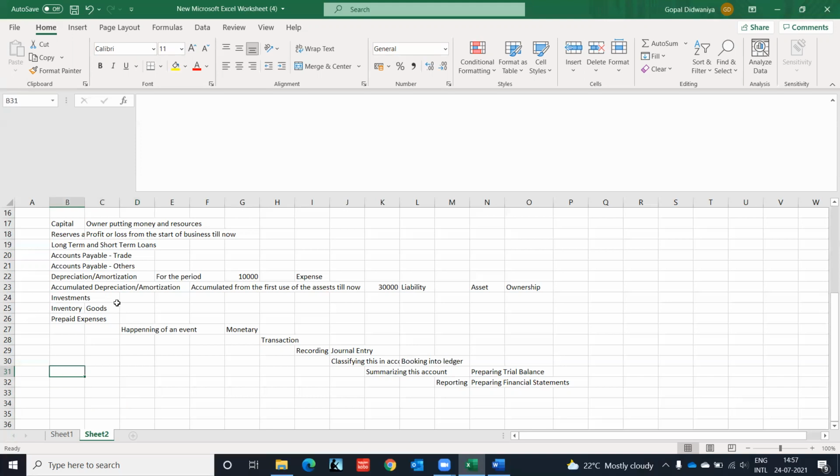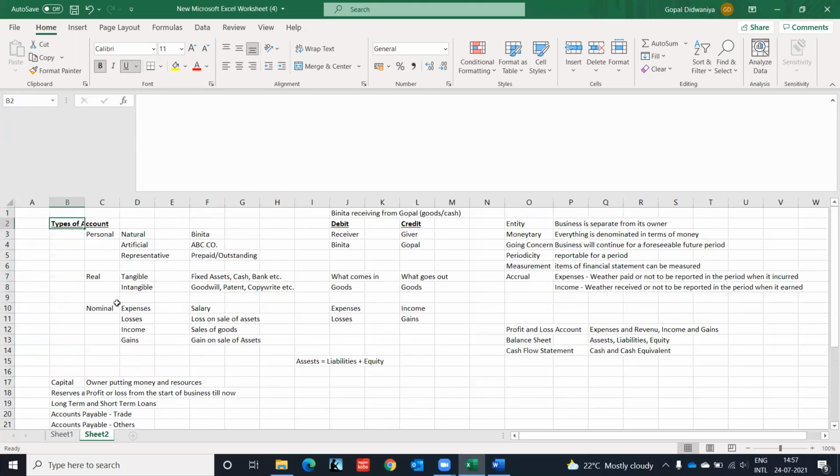So this is everything around types of accounts, rules, assumptions, types of financial statements, and the master formula: assets equal liabilities plus equity. Each transaction has its implication on this formula. Assets are the items on which we have ownership. Liabilities are the amounts we have to pay to outsiders. Equity is the capital invested by the owners. So we have gone through this.